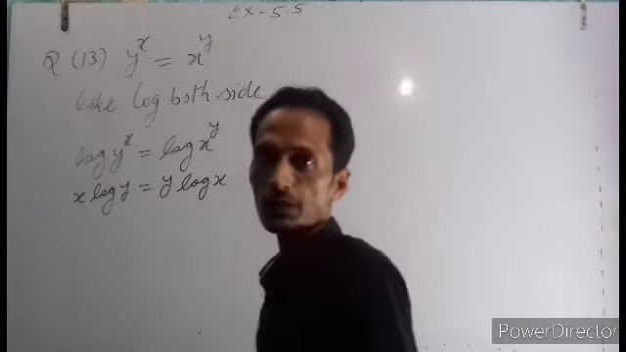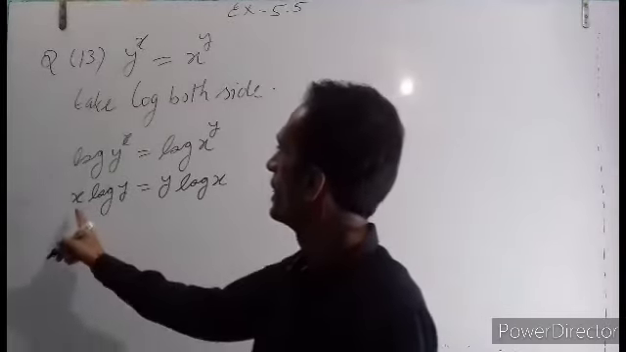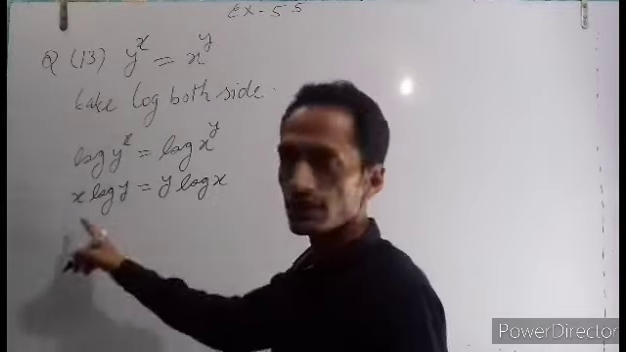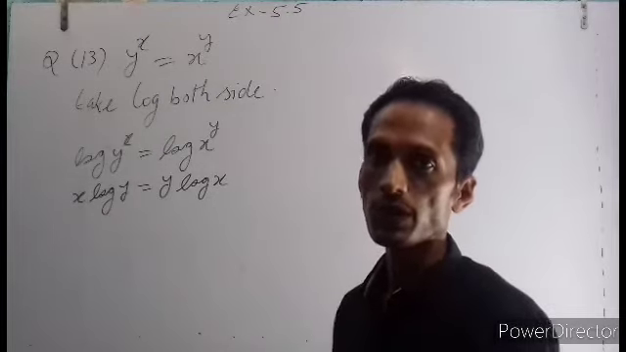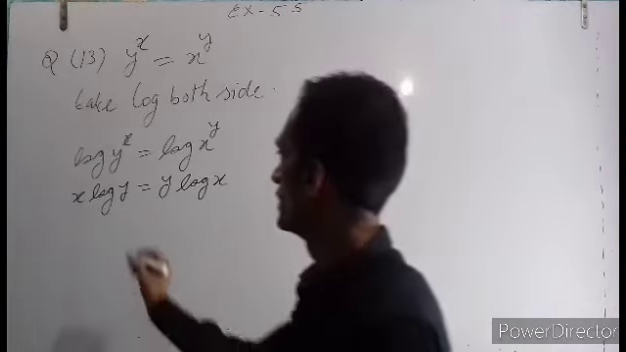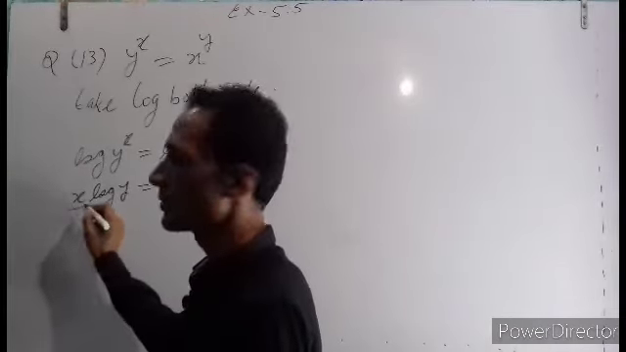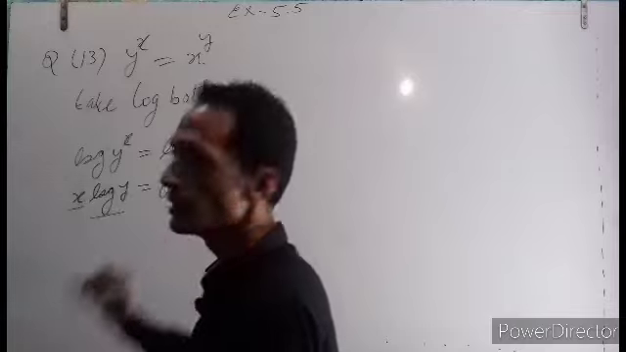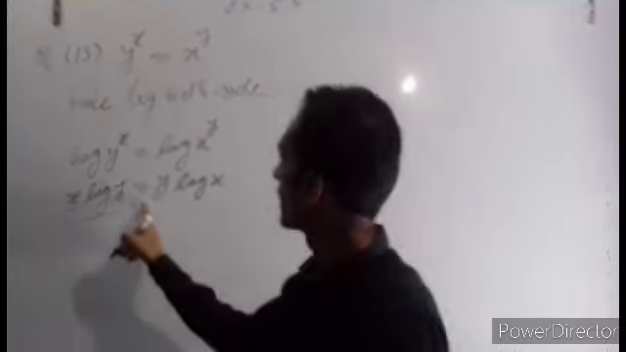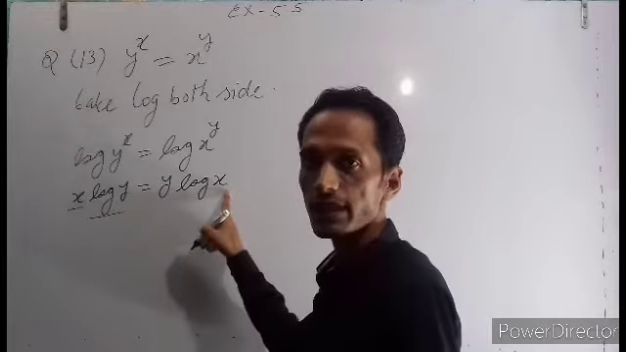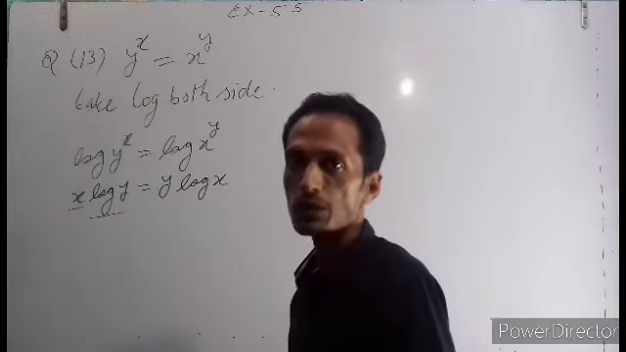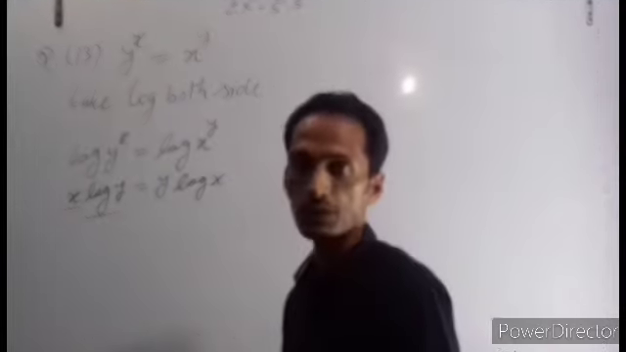Now you can observe that x log y and y log x are in product form for differentiation. We use the product rule for differentiating two functions. On the LHS you can see that is the first function and that is the second function. On the RHS you can see y is the first function and log x is the second function. So using the product rule we can differentiate both sides with respect to x.